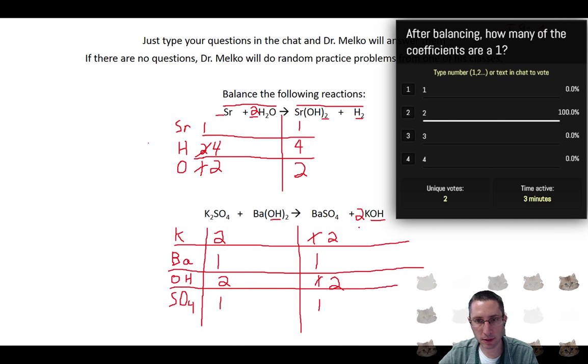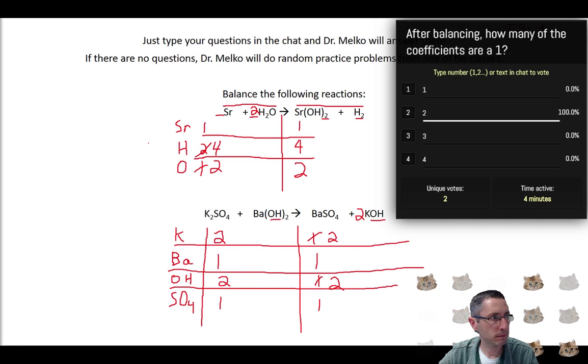And that's essentially balanced then. That's the only thing we need to do. We don't need to go on anymore. So the correct answer here should be 3, at least to the poll.